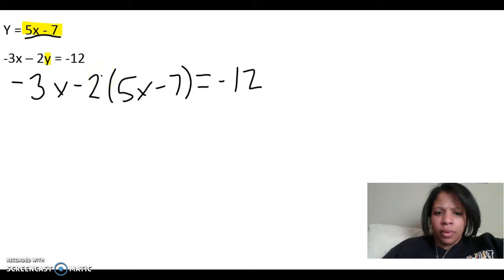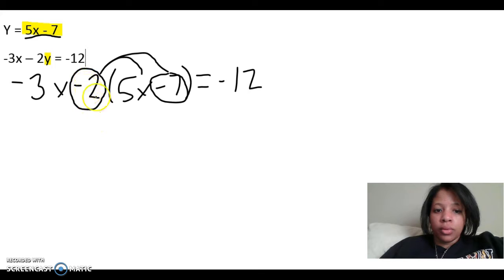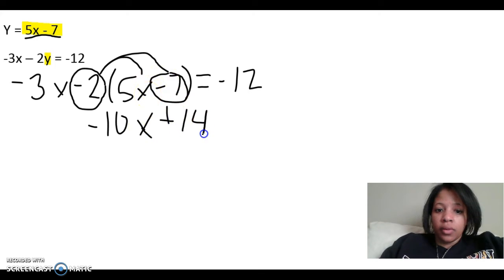So now I need to get rid of these parentheses. So I'm going to take this negative 2, make sure you take the sign that's in front of it, and distribute it to what's inside of my parentheses. Remember, this is actually a negative 7. So negative 2 times 5x is going to be negative 10x. And then negative 2 times negative 7 is actually going to be a positive 14. So this is the same as this.